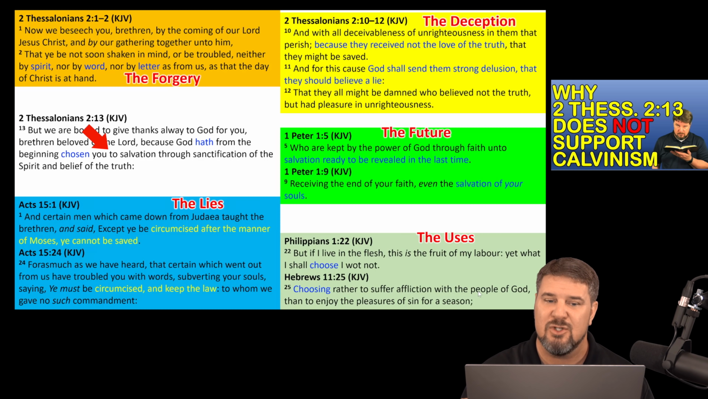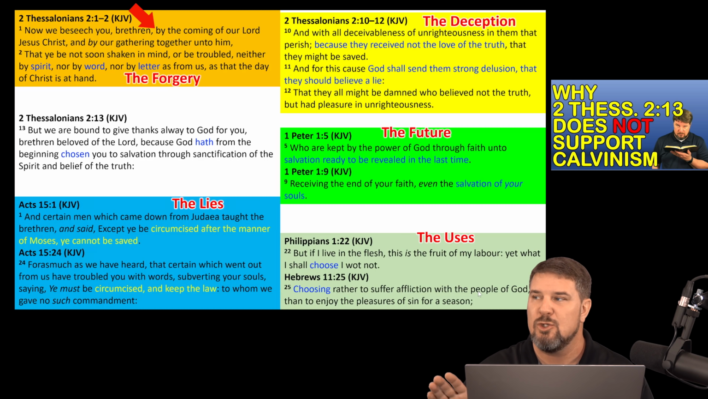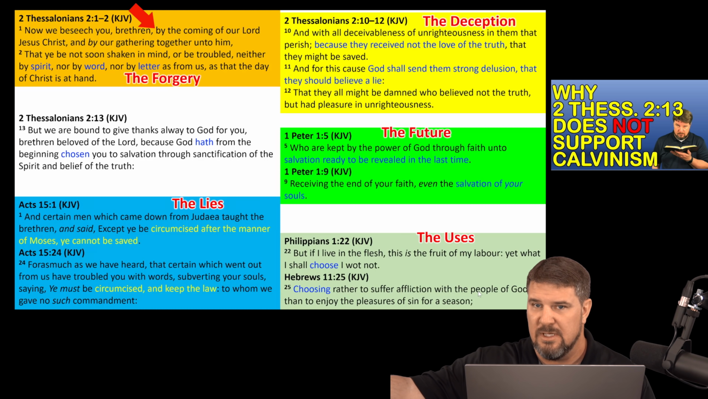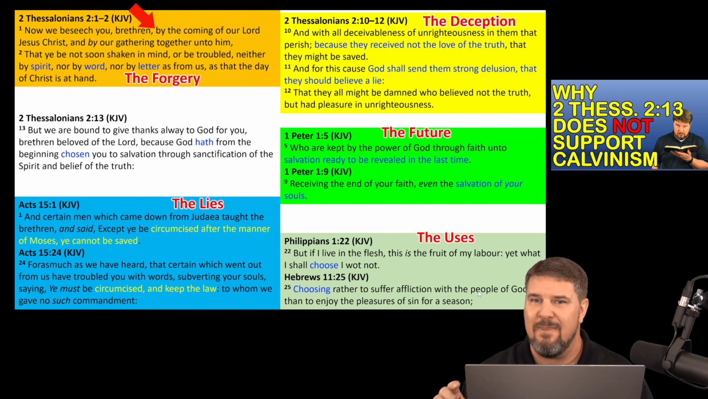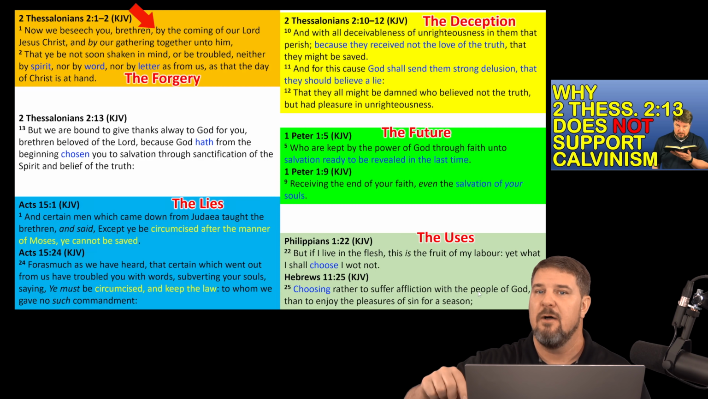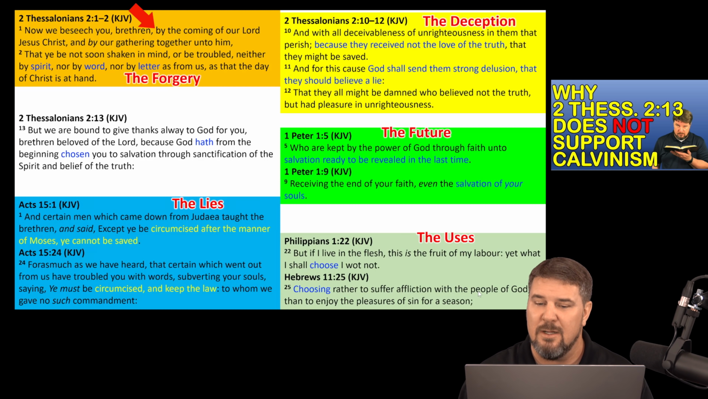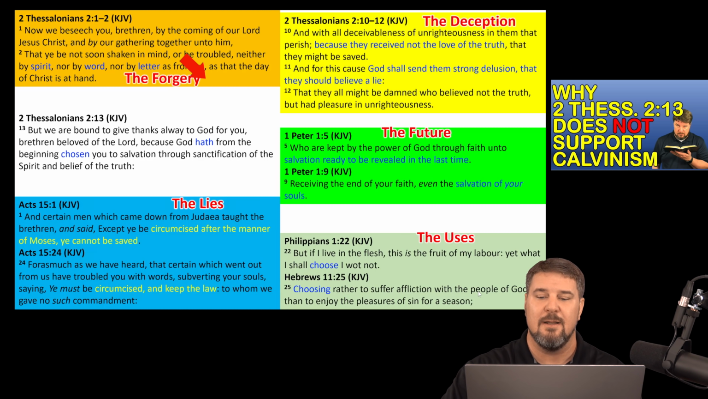Remember, the beginning of the chapter is about the future aspect of salvation, by the coming of our Lord Jesus Christ and by our gathering together unto him. How are you going to get to that point, in other words? And that word salvation there is used not in the sense of conversion, not the time you get saved, but the time of the glorification of the body, how Peter uses it in 1 Peter 1:5 and 9, who are kept by the power of God through faith unto salvation.